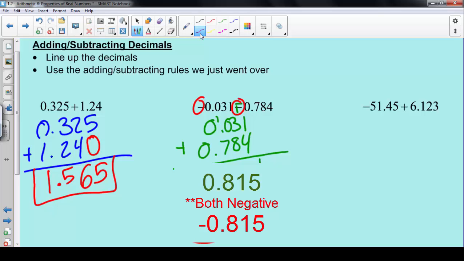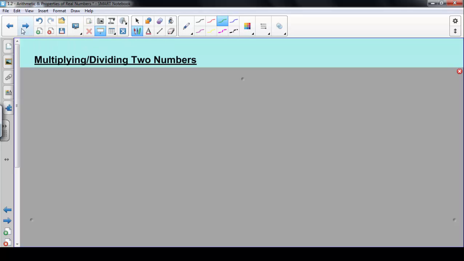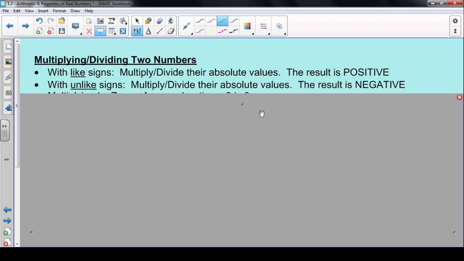And then these last two, remember for opposite signs, we want to take the absolute values and subtract them. So we've got 51.45 minus 6.123. You can fill in this 0. We get 45.327. But remember this 51.45 was negative. So we take the sign of the value with the larger absolute value. So we get negative 45.327.